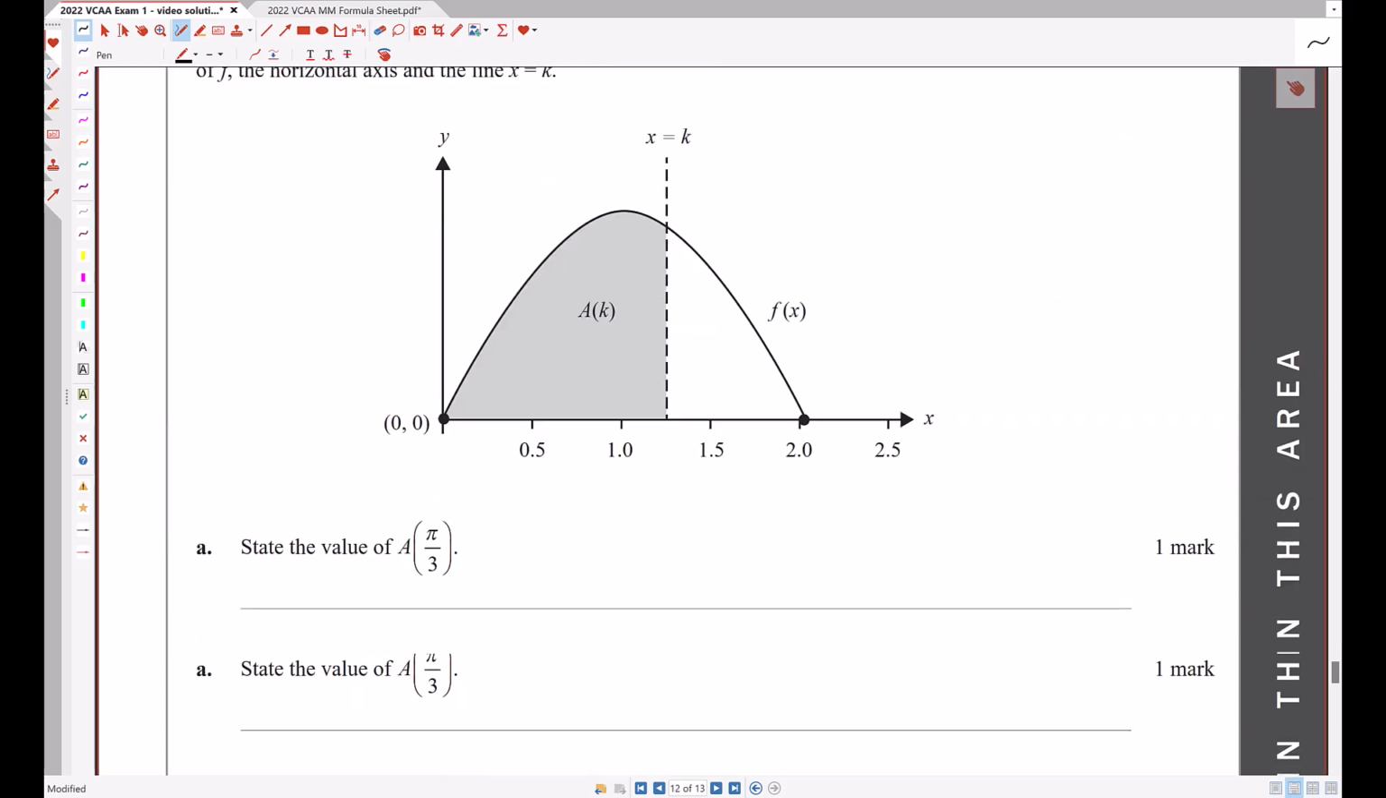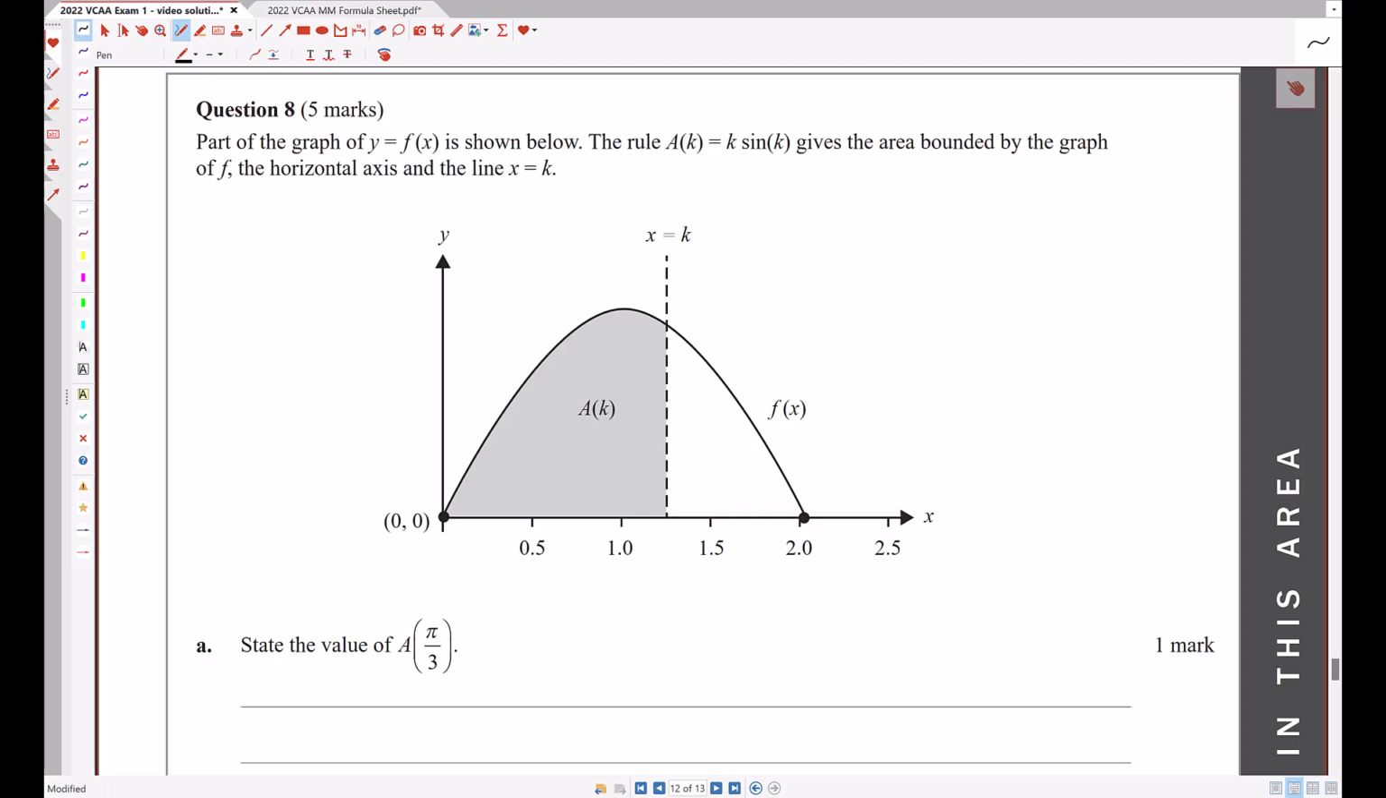Okay, alright, question 8. I think question 8 is the last question on the paper. Part of the graph of y equals f of x is shown below. The rule A of k equals k sine k gives the area bounded by the graph of f, the horizontal x-axis, and the line x equals k. So what we've learnt here is that the integral from 0 to k of f of x is A of k. It is k sine k. So that's what the statement is telling us. This is that area, and we know that area could be represented by this integral, and so those two things are the same thing.